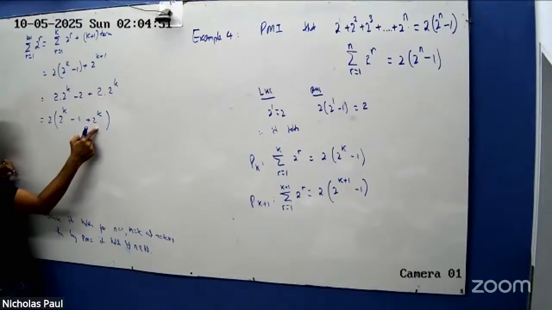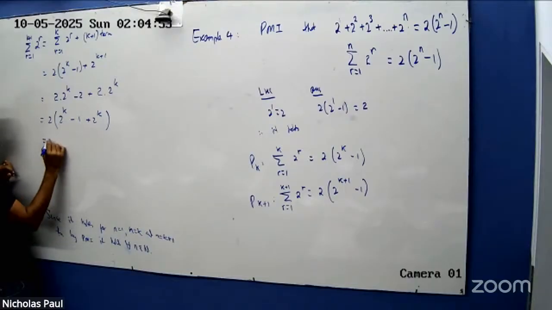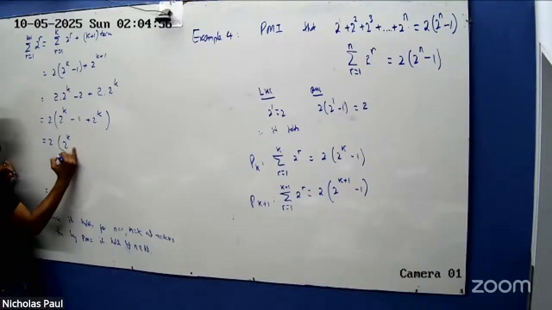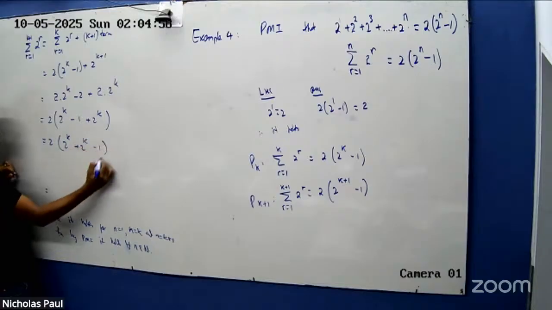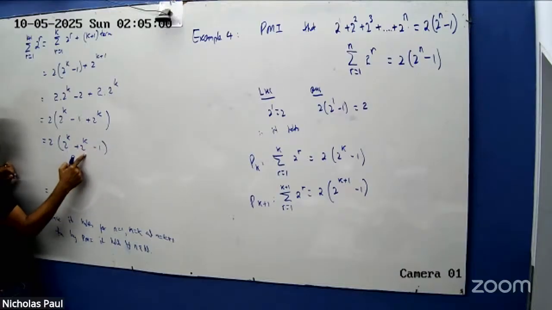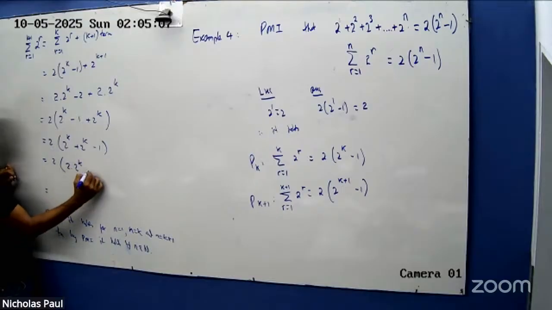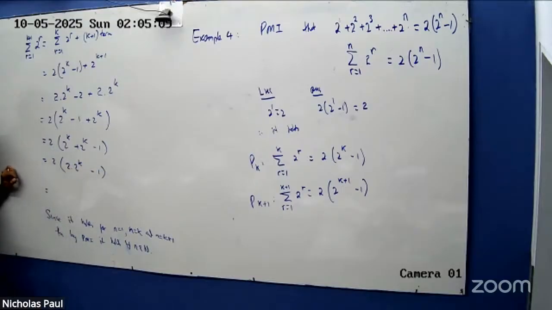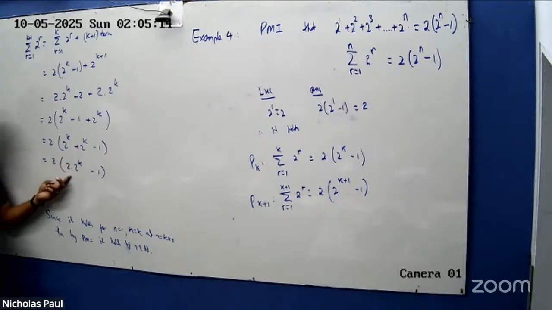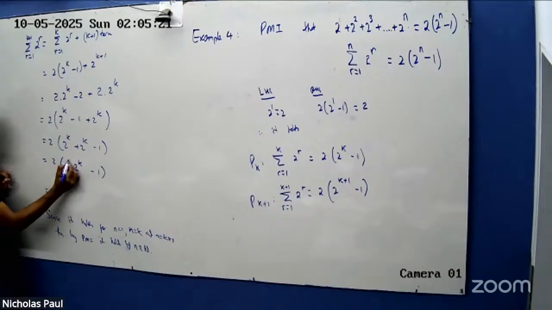What's the usual thing in maths? Bring like terms together. 2 to the k plus 2 to the k minus 1. 2 to the k plus 2 to the k is how much? If I add up 2 to the k's, I'll get 2 times 2 to the k. That's okay? x plus x is 2x. You'll see enough? Yeah? Sure? Now this is the same base. I can add the powers.